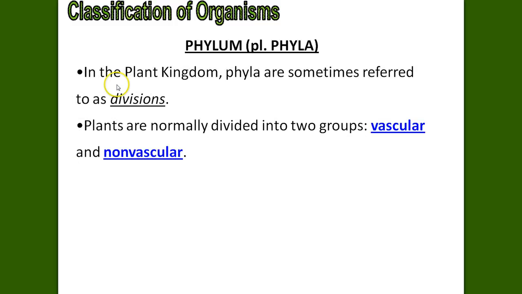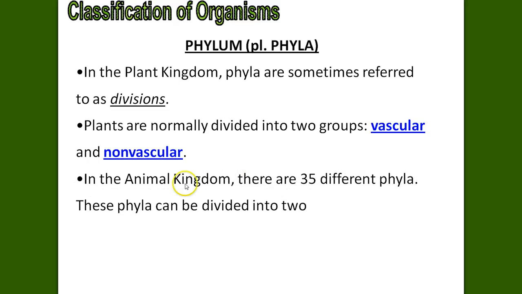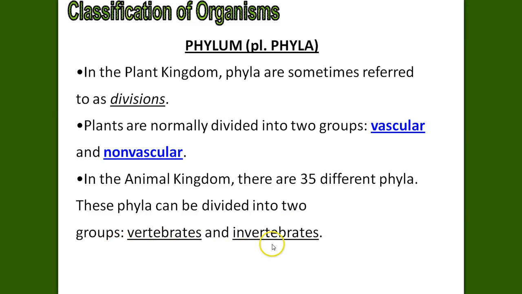Classification of organisms. Phylum. In the plant kingdom, phyla are sometimes referred to as divisions. Phyla is the plural. Phylum is the singular. It just really means divisions. Plants are normally divided into 2 groups, and we've studied these groups before: vascular and non-vascular. In the animal kingdom, there are 35 different phyla or divisions. These phyla can be divided into 2, either the vertebrates or the invertebrates, and we'll study that later this year.